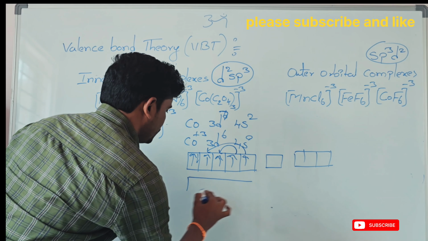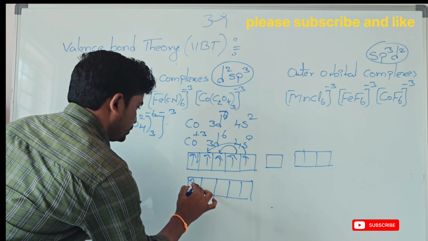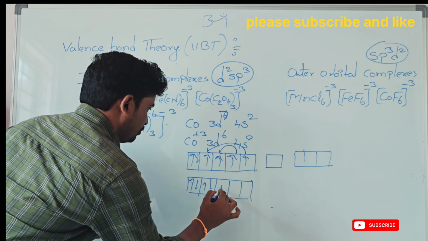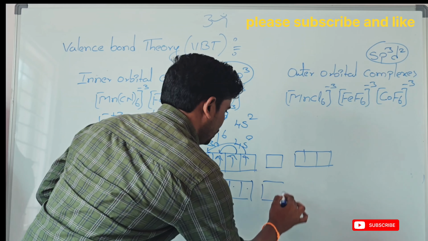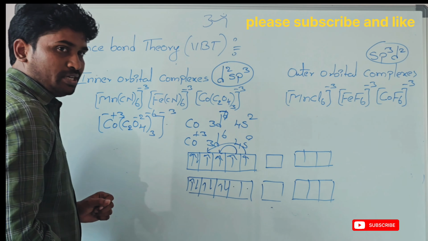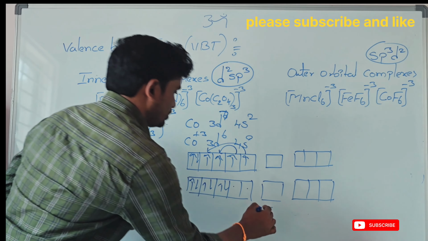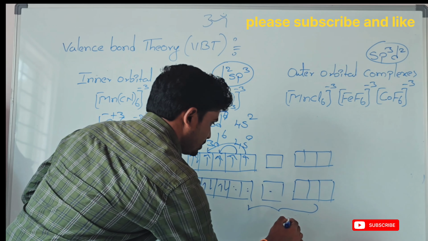Now after shifting those electrons, 1, 2, 3, 4, 5, 6. So 2 vacant orbitals are available. Here 4s, this is 4p. Which orbitals are used in hybridization? The oxalate ion overlaps with these 6 vacant orbitals.